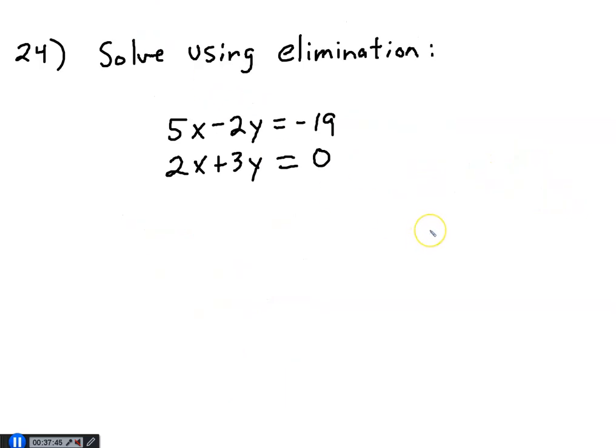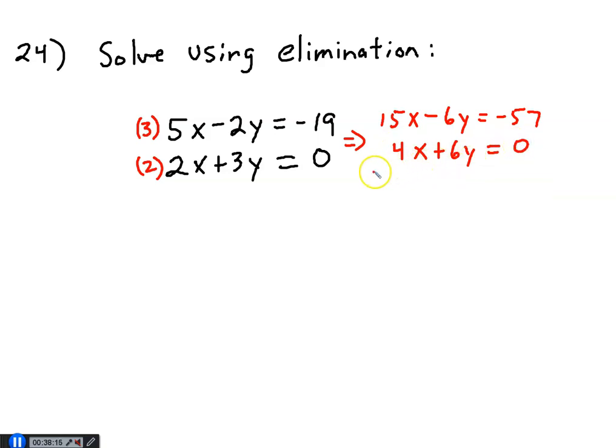So here's another example of solving a system, but this time it's using the elimination method. I'm going to eliminate y by multiplying the top equation by 3 and the bottom equation by 2. The top equation multiplied by 3 all the way across is 15x minus 6y is negative 57. By 2 all the way across on the bottom, it's 4x plus 6y equals 0. And I can add these like terms together, and I'll eliminate y.